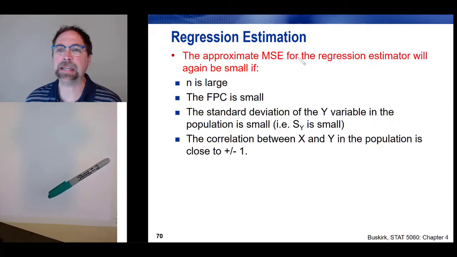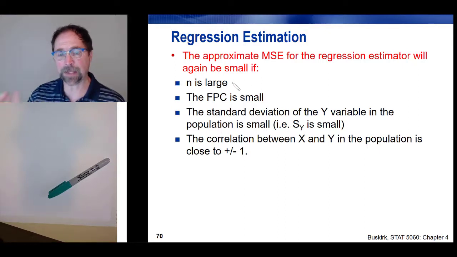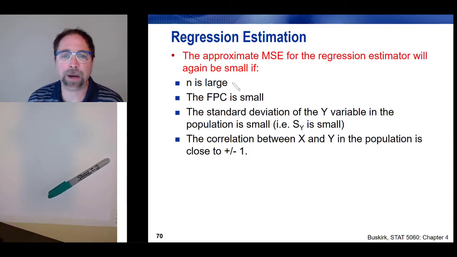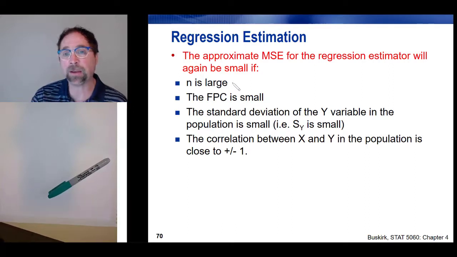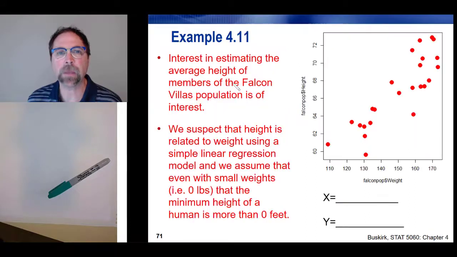The approximate MSE for the regression estimator will again be small if your overall sample size is large. If your overall sample size is large, the FPC is typically going to be driven down. The standard deviation of the Y variable in the population is small, and the correlation between the X and the Y variable is close to the extreme value that it could be, which is plus or minus 1.